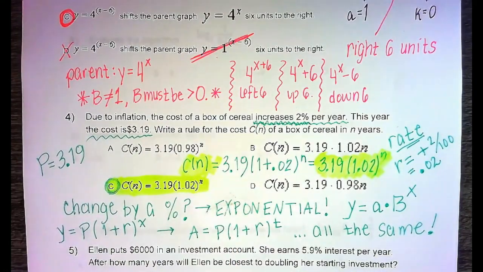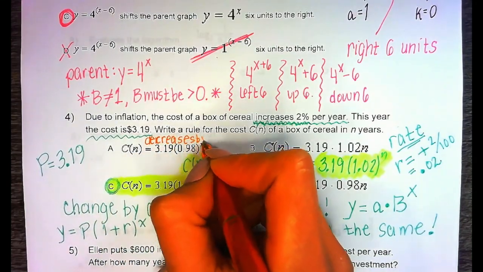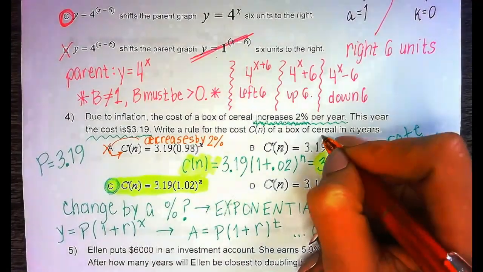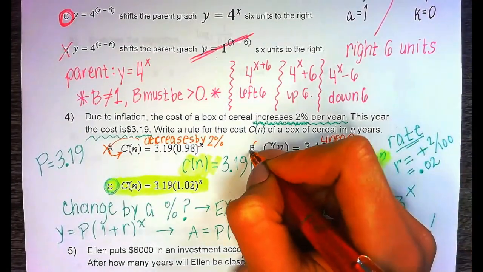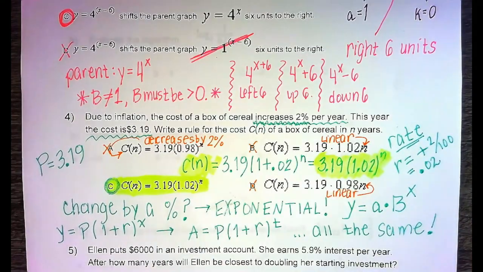Before we move on, I'd just like to address the wrong answers. Choice A is an exponential function, but it shows that it is decreasing by 2%, and then choice B and choice D both show us linear equations, and we are not looking for linear in this case.